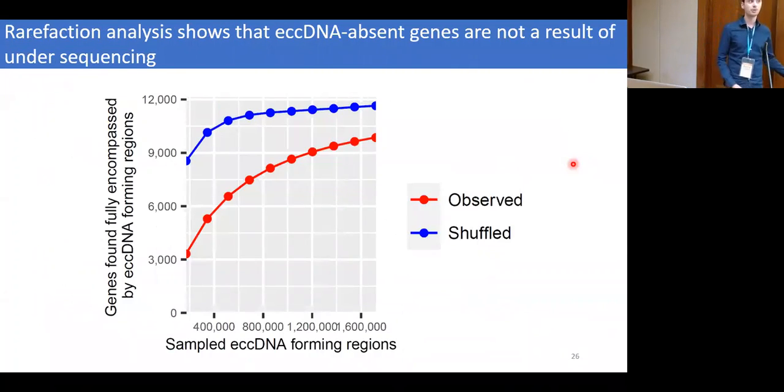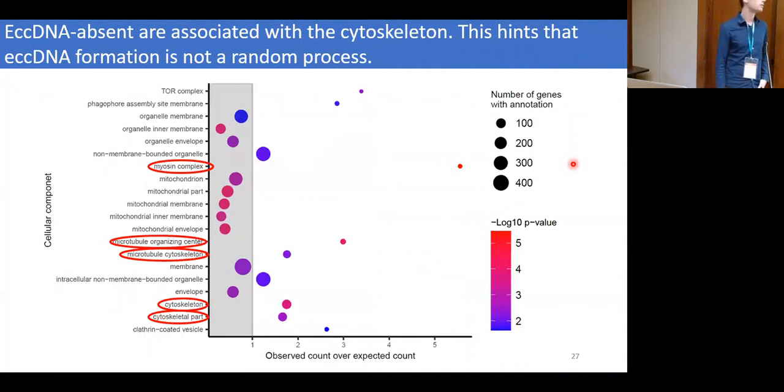is this a real result or is this just due to undersequencing? So I did this permutation, this rarefaction analysis that basically showed that it doesn't really look like it's an effect of undersequencing, actually. When I took a closer look at those genes as well and performed some gene ontology enrichment, I found that a lot of terms related to the cytoskeleton were showing up in these genes as well. So again, these are the genes that we never see on circular molecules.